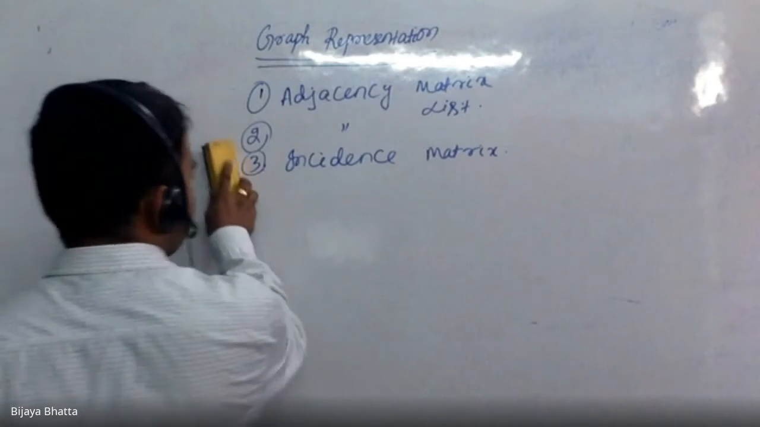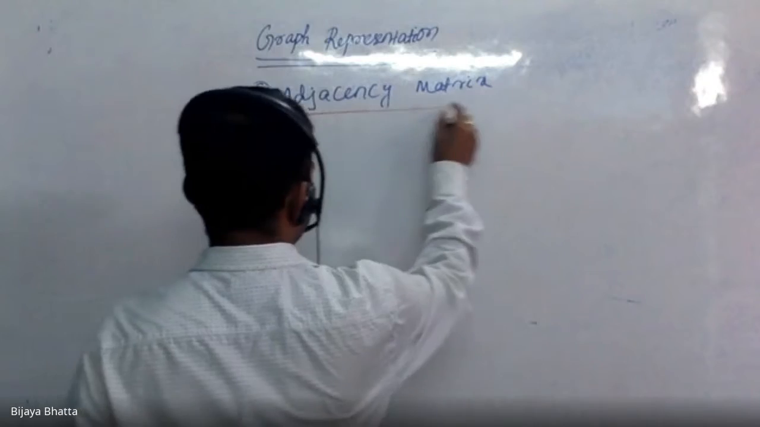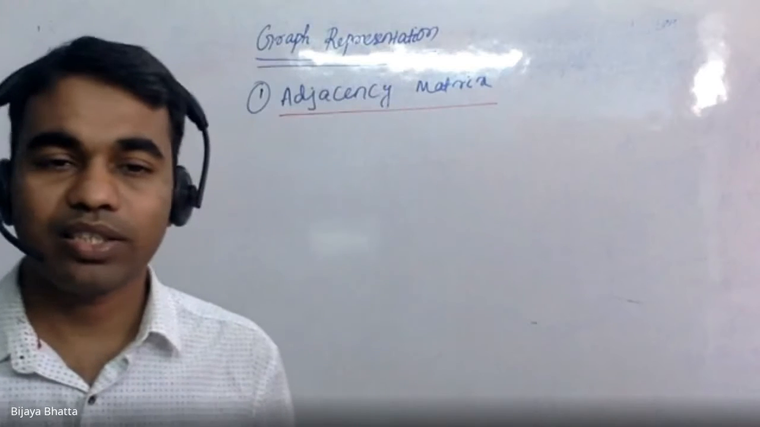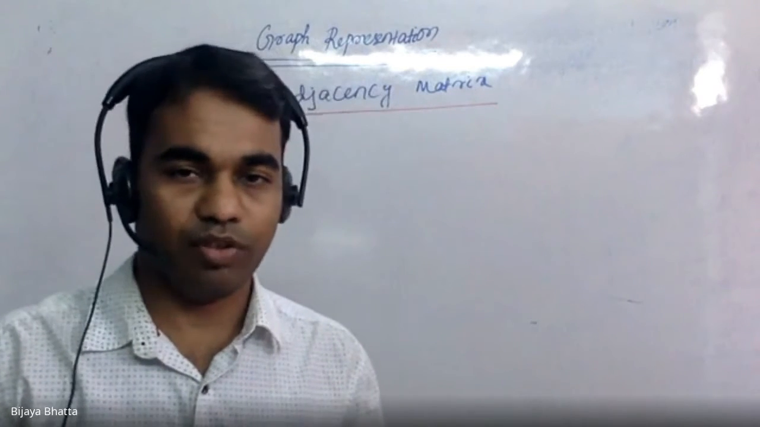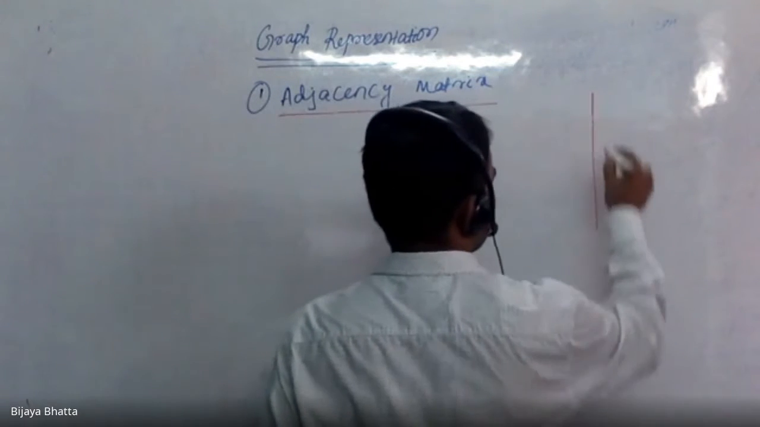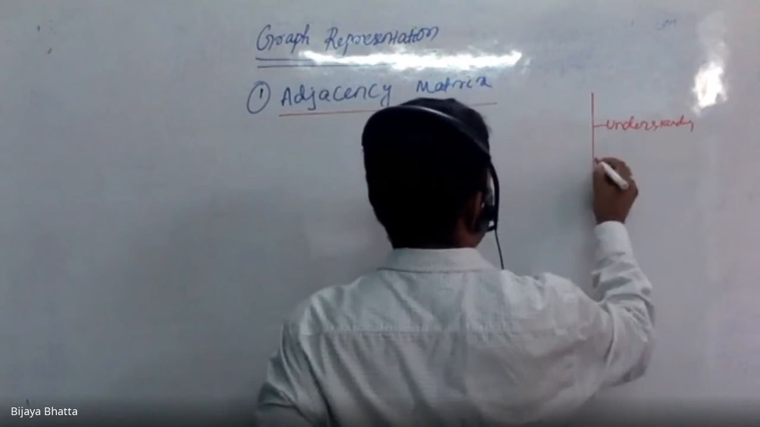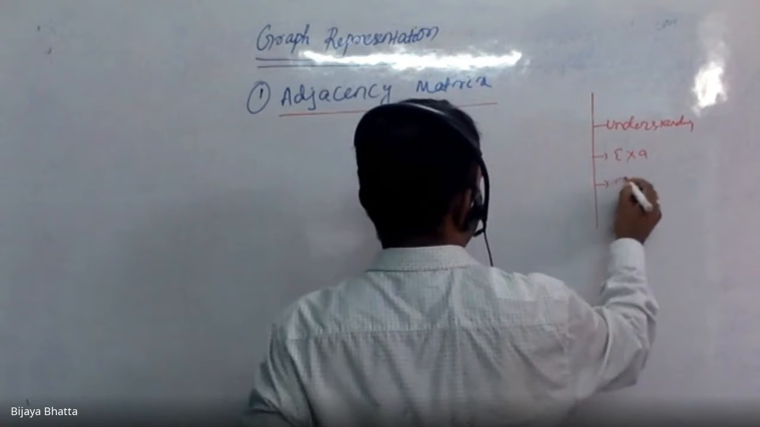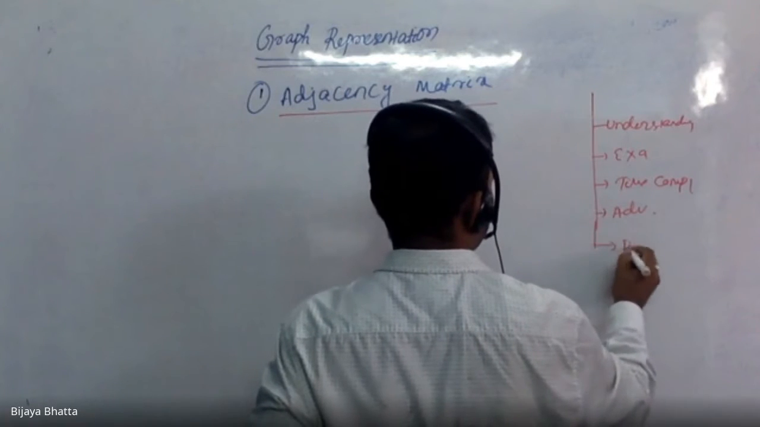So let's make a heading: adjacency matrix. So what is adjacency matrix? Adjacency matrix means, given any particular graph, we need to convert it into some matrix form, right? That's what you understood. So as part of this, we'll first understand the adjacency matrix with an example, then time complexity, then advantages, then disadvantages.